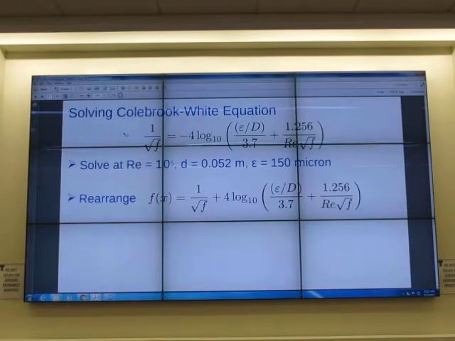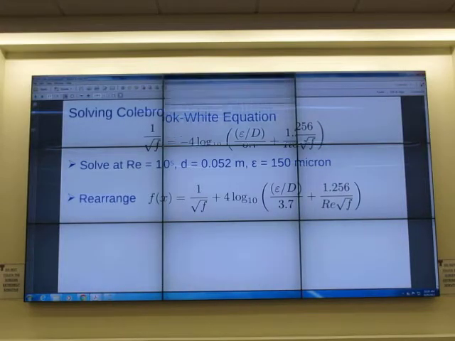Okay, let's see this equation, Colebrook-White. What is this equation for? It's for friction factor. Okay. But this is an implicit form, right? We cannot write f equal to something. So to know the left hand side, we need to know that part.